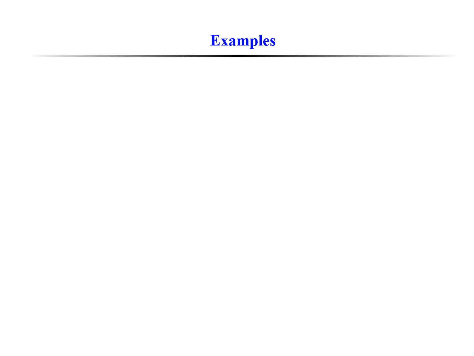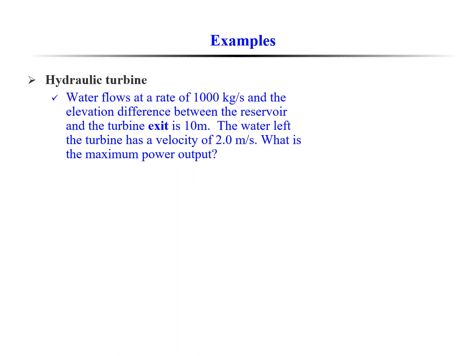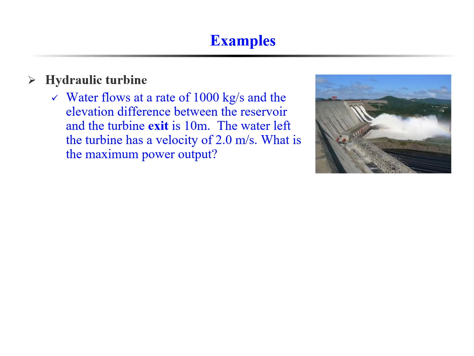Here is an example for practice. Water flows at a rate of 1,000 kg per second, and the elevation difference between the reservoir and the turbine exit is 10 meters. The water leaving the turbine has a velocity of 2 meters per second. What is the maximum power output? You can take two points: the turbine exit as point 1, the free surface of the reservoir as point 2.